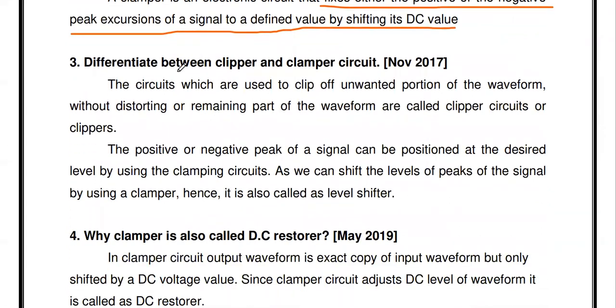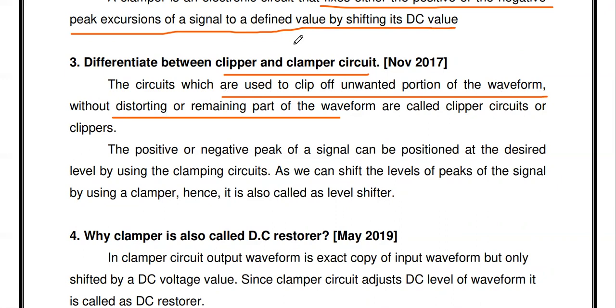Then the next one: differentiate clipper and clamper. It is a November 2017 question. A clipper, as you already know, is the circuit used to clip off the unwanted portion of the input signal without distorting the remaining part. A clamper circuit is used to insert some DC level into the AC waveform. We can shift the level of the peak of the signal by using the clamper. That's why the other name of the clamper is level shifter: it shifts the level of the peak of the signal.